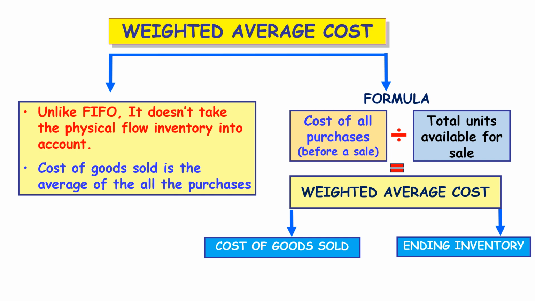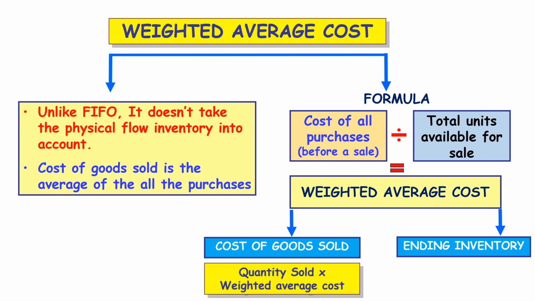That cost then can be used to answer the question, what is the cost of goods sold and what is the ending inventory? To find the cost of goods sold, all I need to do is take the quantity I sold, the number of staplers that I sold, say 3, and multiply that by the average cost that I just calculated. That will give me the cost of goods sold.